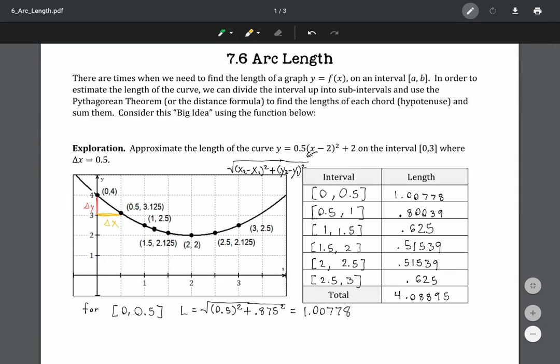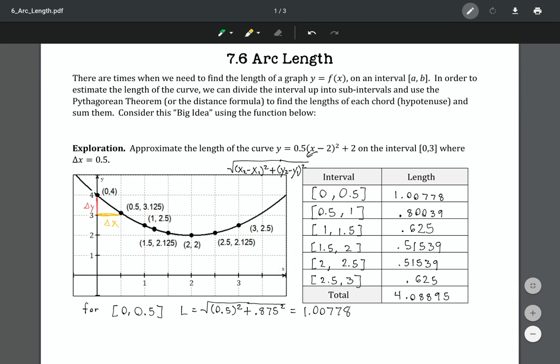All right, so today we're going to talk about arc length. There are times when we need to find the length of a graph on a certain interval. In order to estimate the length, what we can do is divide up that arc length into several subintervals.